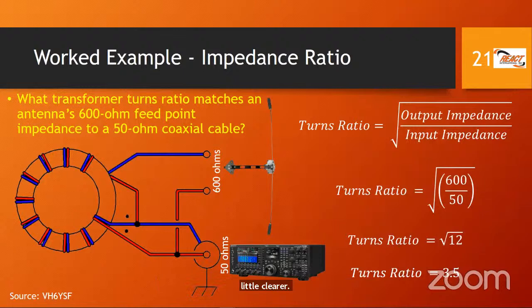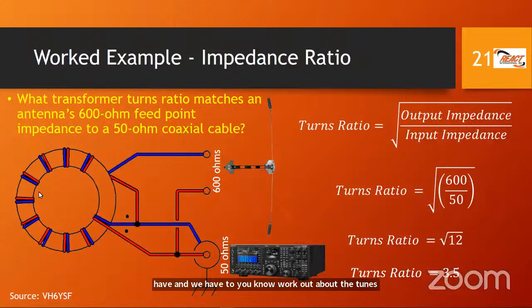It's an actual question that you will get in your exam. What transformer turns ratio matches an antenna's 600 ohm feed point impedance to a 50 ohm coaxial cable? So let's dissect this question. Let's break it up. And this is a very practical question because sometimes this is what hams are required to do. Sometimes we have to construct impedance matching transformers or baluns or different things, and we have to work out what the turns ratio is.